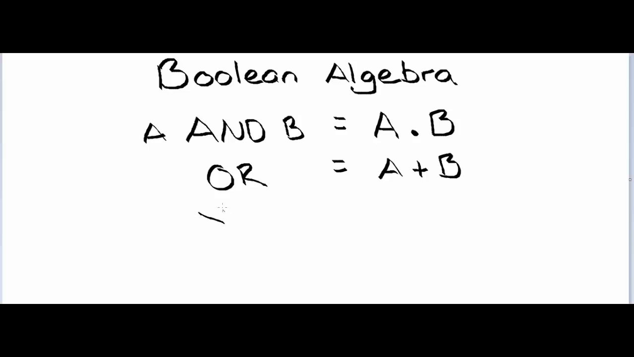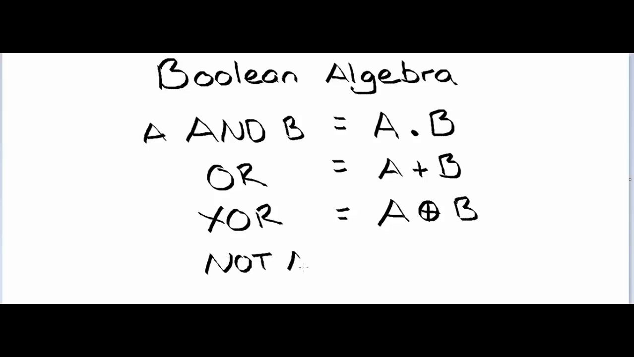And if we're doing an exclusive OR, then we would have to do a circle with a cross in it, and then B. And finally, if we're saying not A, because we're only going to have one input for our not, then we have to do the letter A, and it has a line across the top of it.